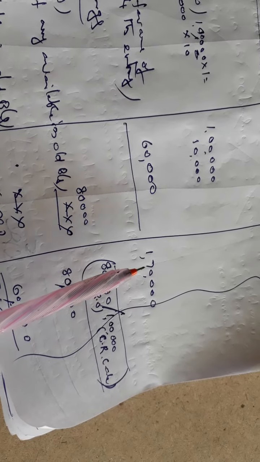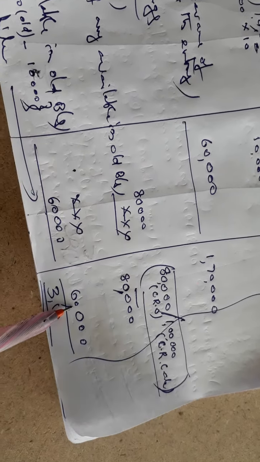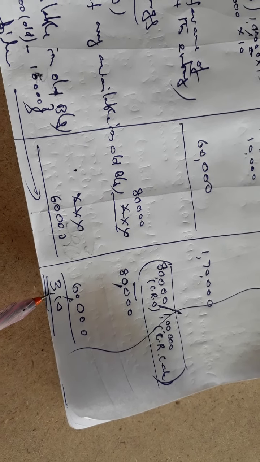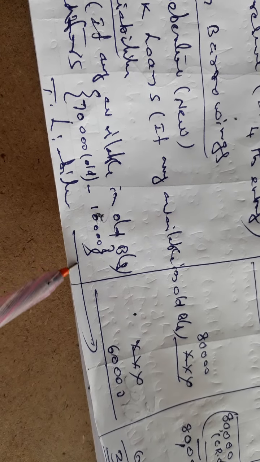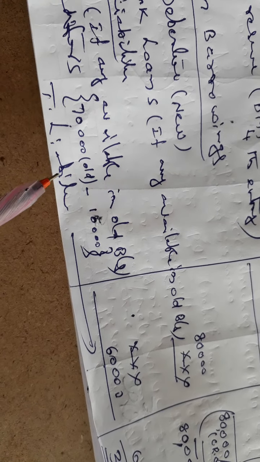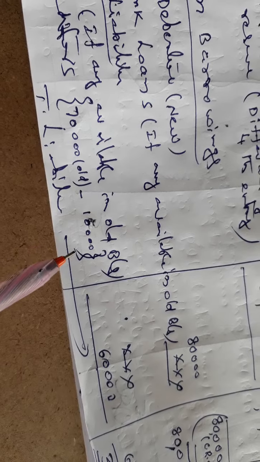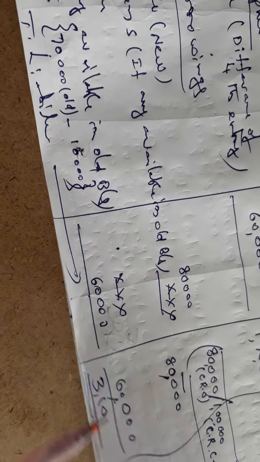By adding 170 plus 80 plus 60, it will come as a total of 3,10,000. This is called total liability, also called total equity. Total equity, total liability. Okay, total source of the funds is 3,10,000.